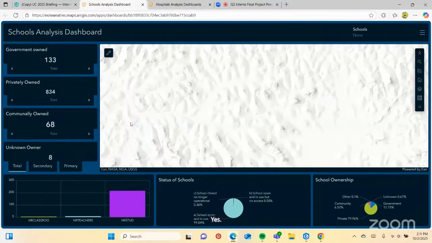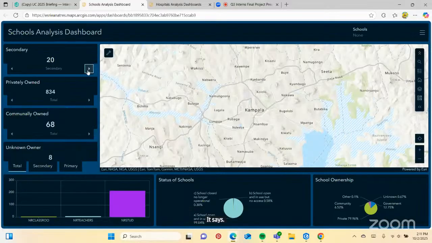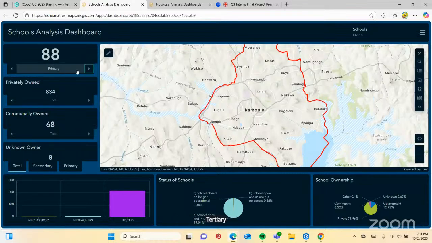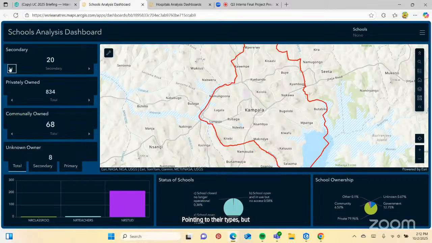So I've used this dashboard to map out the distribution of schools by type, such as secondary schools, tertiary institutions, primary schools and also non-formal institutions that are located in Kampala. And with this, I've not only classified the schools according to their types, but I've also classified them according to who owns the schools.